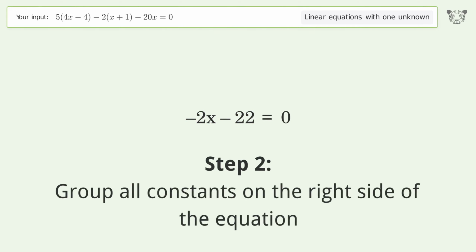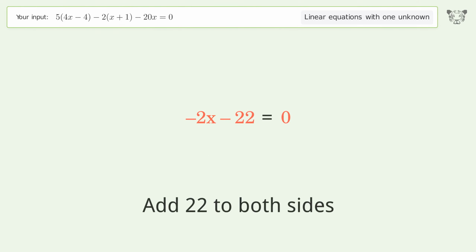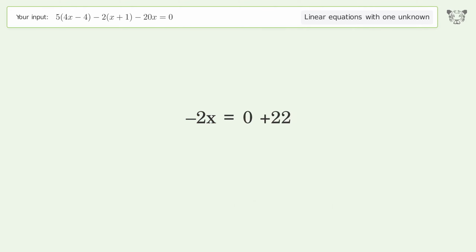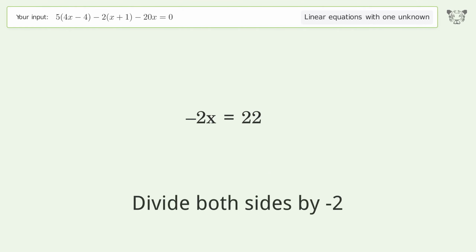Group all constants on the right side of the equation. Add 22 to both sides. Simplify the arithmetic. Isolate the x. Divide both sides by -2.